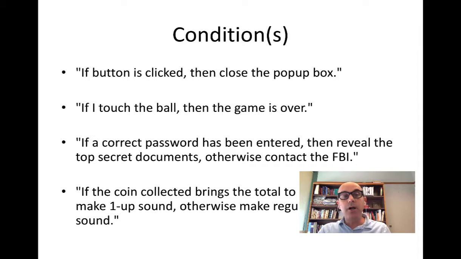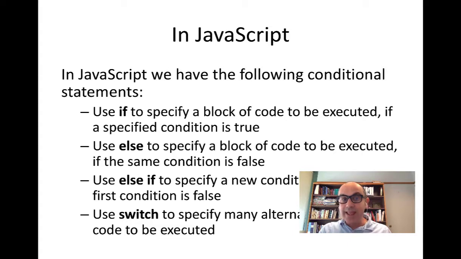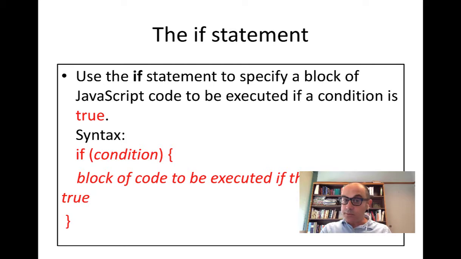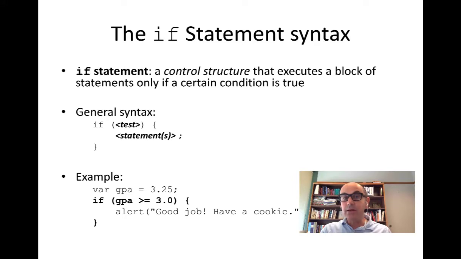So if the button is clicked, then close the pop-up box, or if I touch the ball, then the game is over. Those are conditions that we usually use in JavaScript, and we do that in an if statement and execute it in that sense. So I'm trying to give you an example, with the PowerPoint, for you to take and test, without taking the time to apply it yourself. I don't want you to lose this essence.